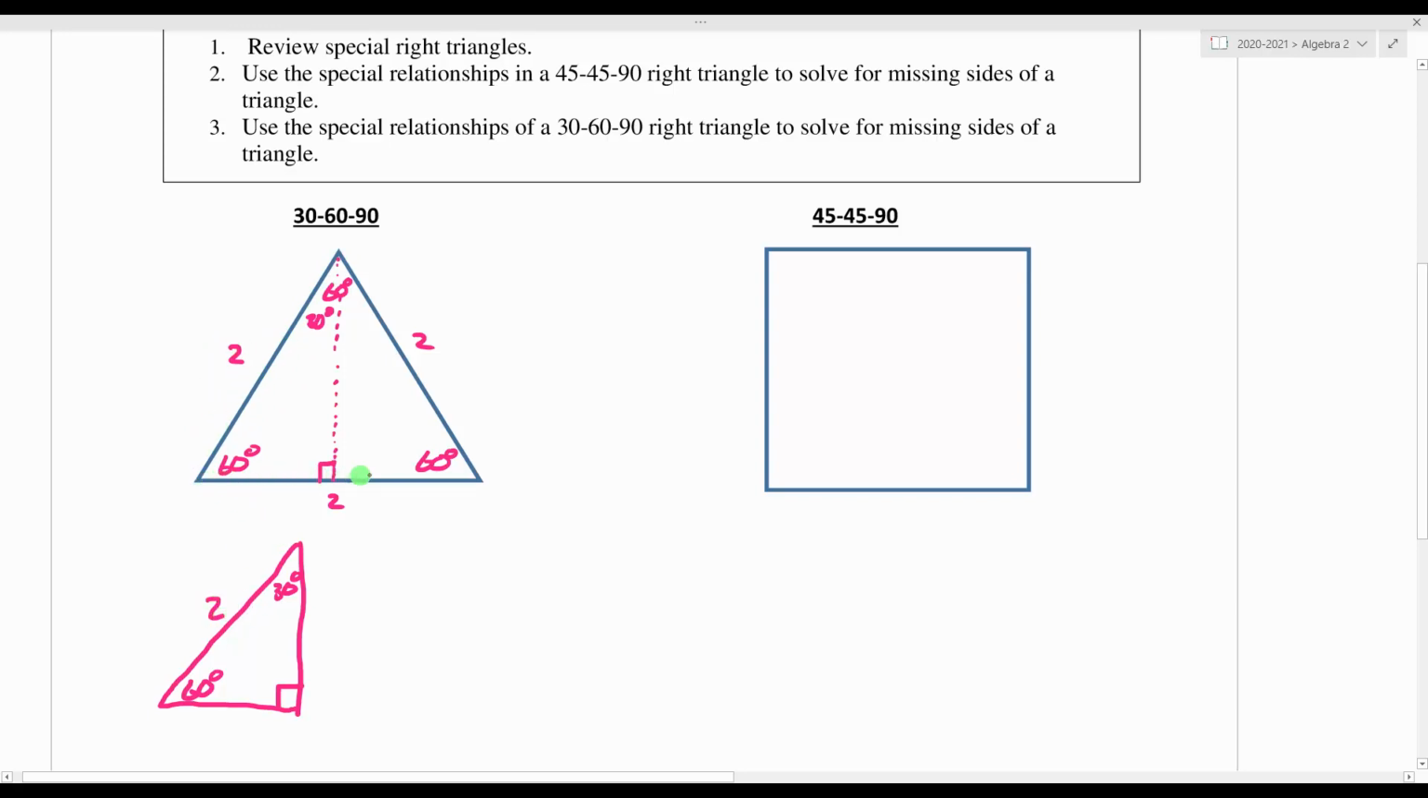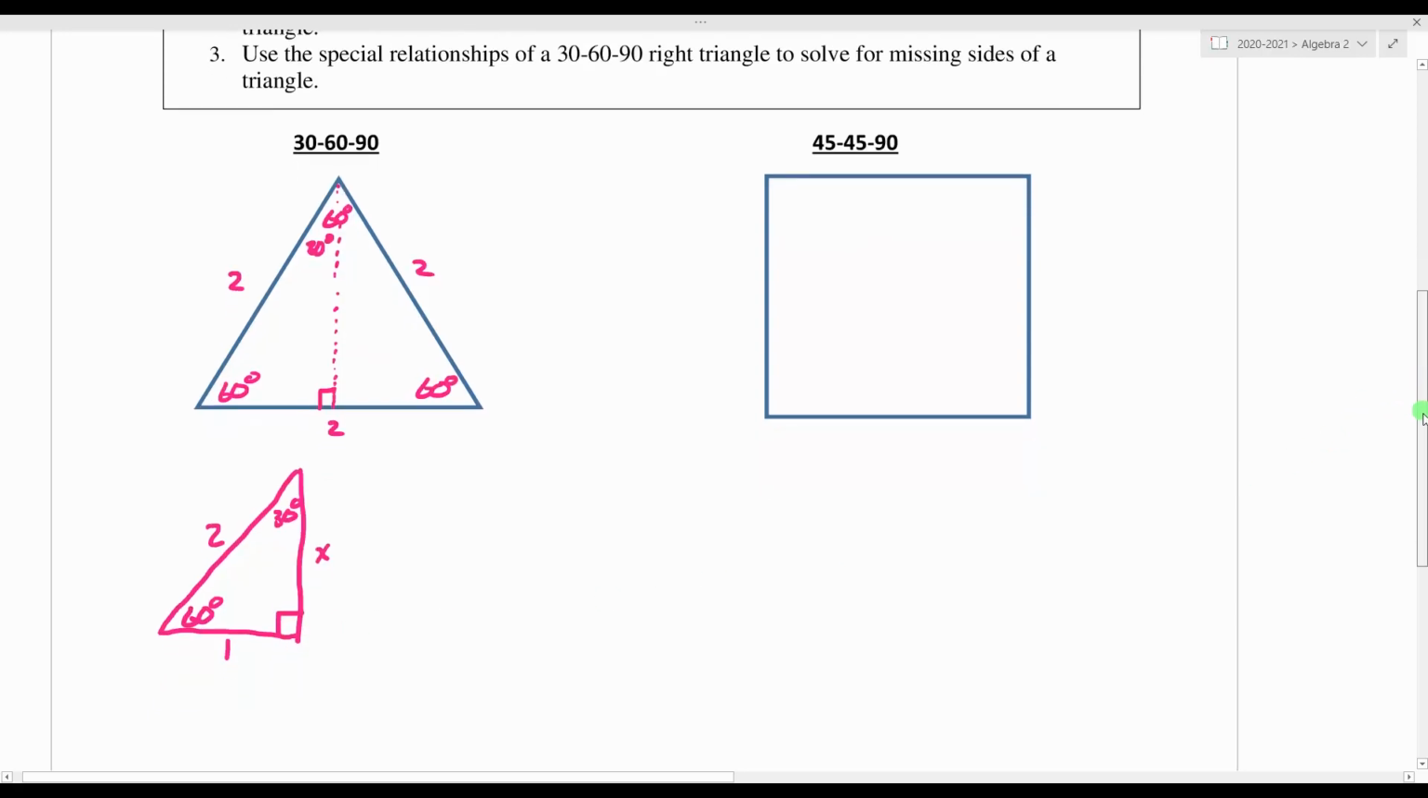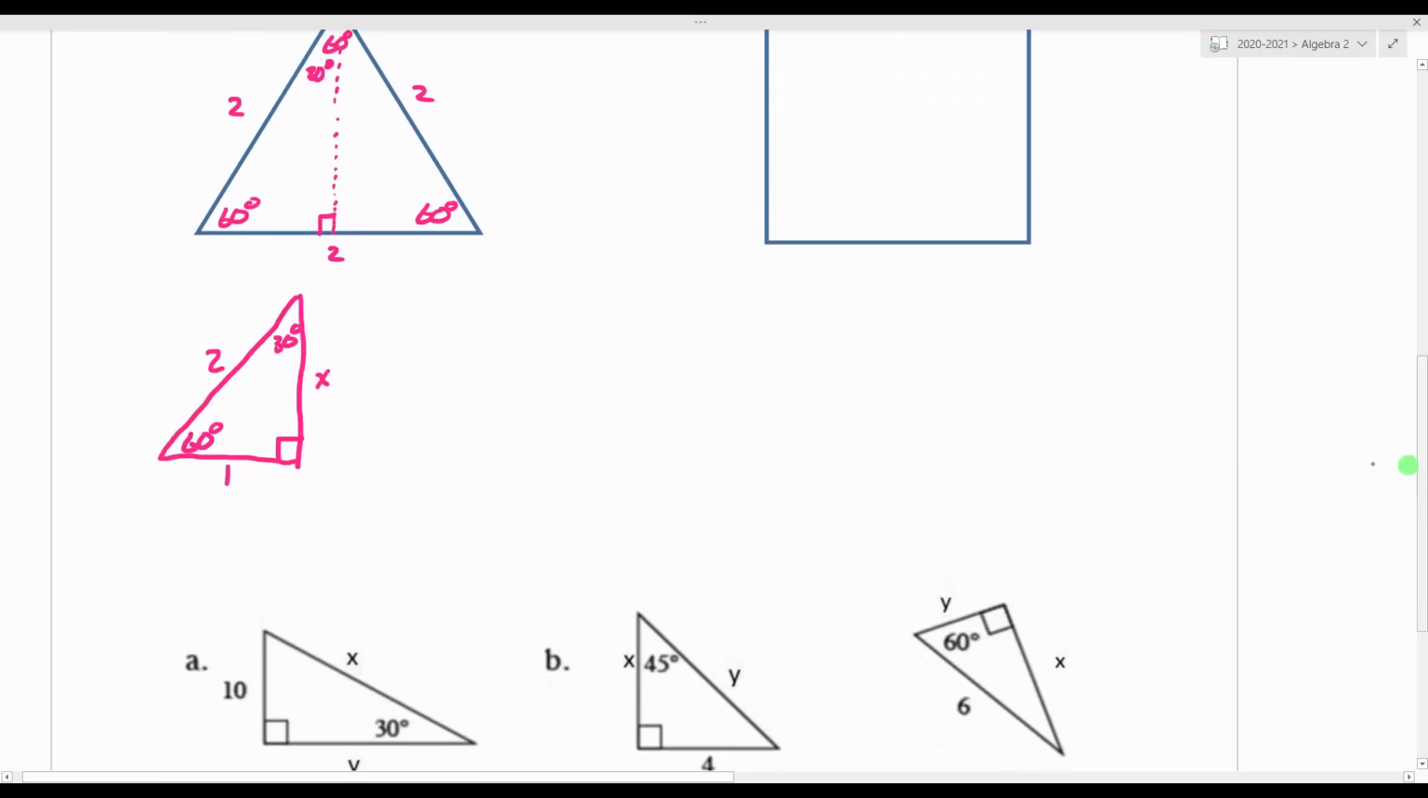Now remember, the bottom side down here was also a length of 2, but since we cut it in half, half of that is going to be 1. So we know that this is a 1 down here. And the only remaining side that we don't know, let's call it x for right now, is this side over here, and we can solve for that side using the Pythagorean theorem.